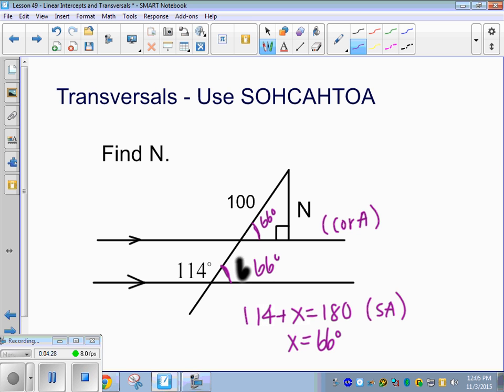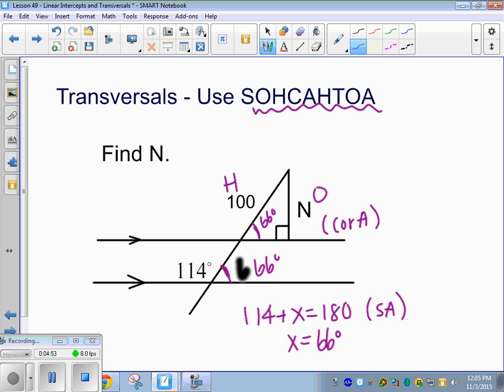So now we have that little angle down there, and we're going to use our friend SOHCAHTOA to find n. So I have my 66 degrees. Is this 100 my hypotenuse, adjacent, or opposite relative to my 66 degrees? Everybody shout it out. Hypotenuse, thanks. Great. All right, how about n? Is this my opposite or my adjacent?